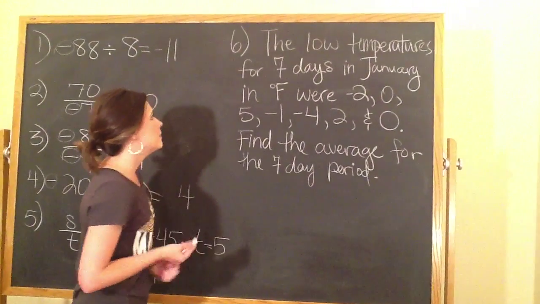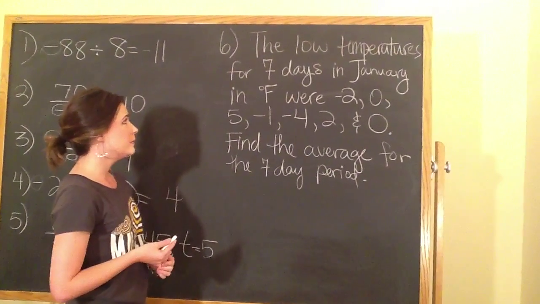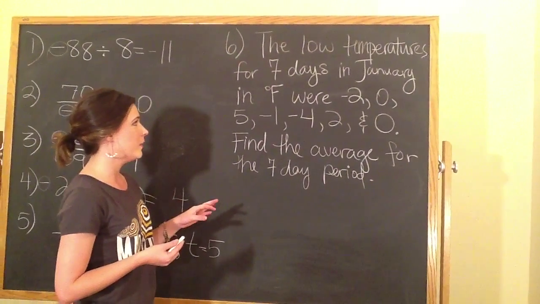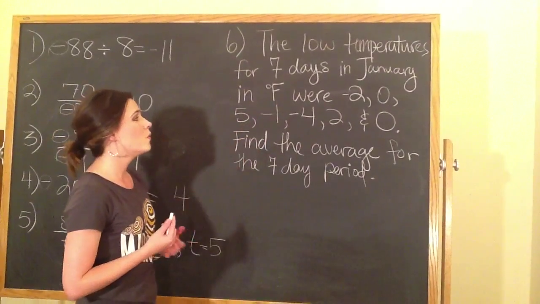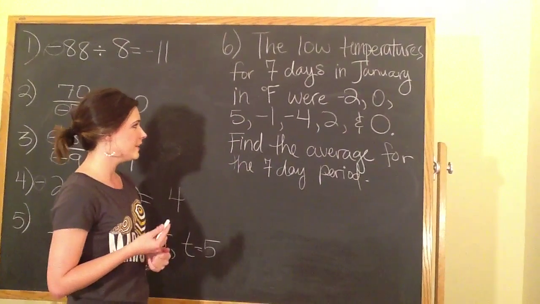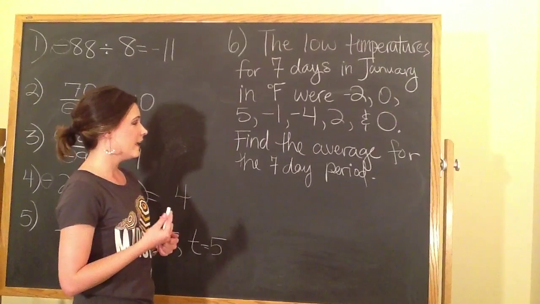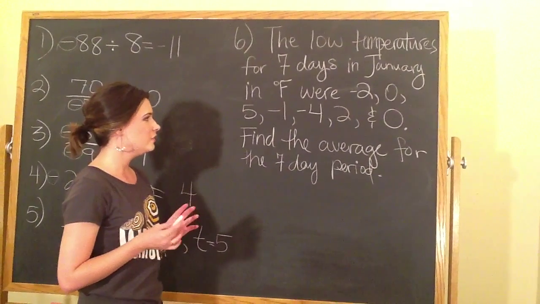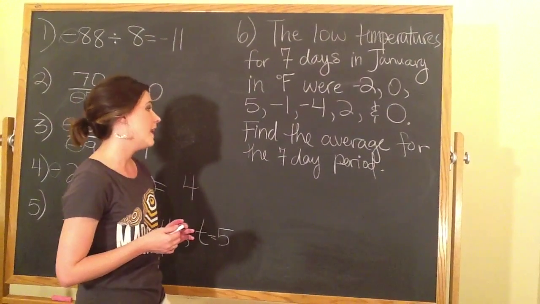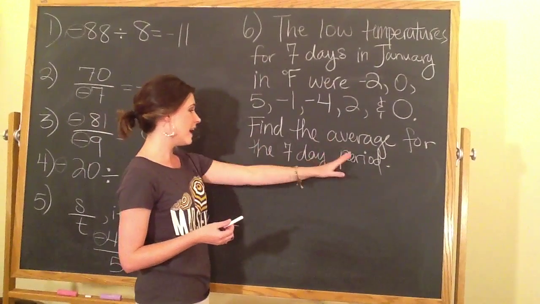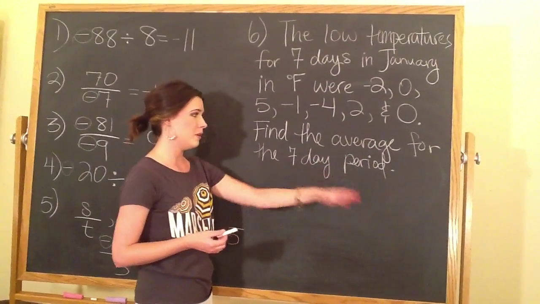Alright, let's go ahead and shift gears a little bit and solve a word problem. Number 6 says, the low temperatures for 7 days in January in degrees Fahrenheit were negative 2, 0, 5, negative 1, negative 4, 2, and 0. Now, they want us to find the average for the 7-day period.